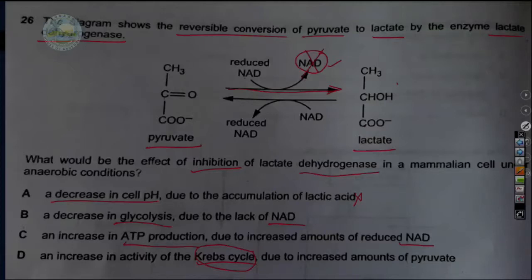If we do not have that occurring, if we do not have this process occurring, then C will not take place. And so when we look at B, a decrease in glycolysis due to the lack of NAD. And so the answer is B.